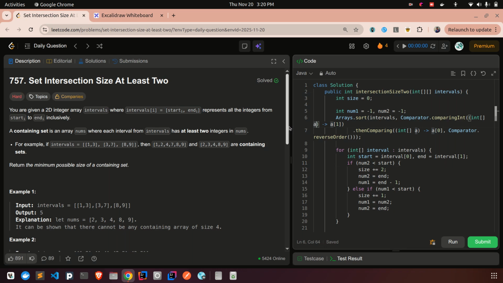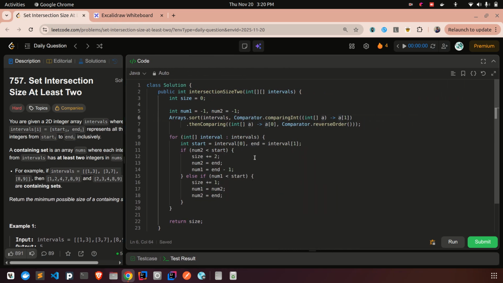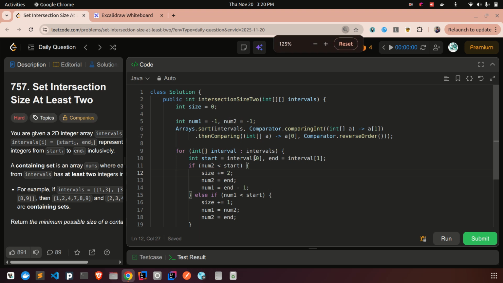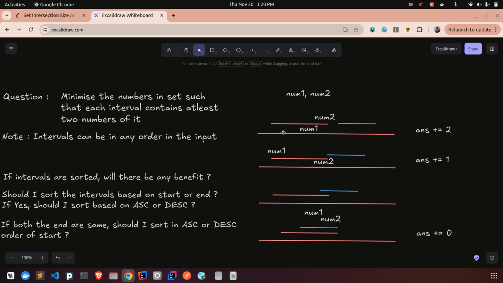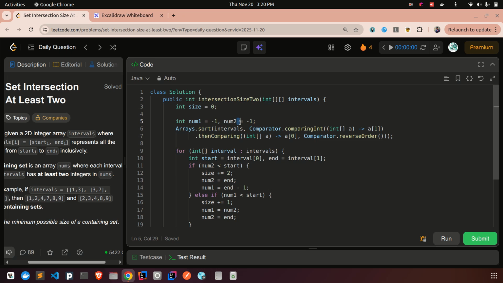As you can see, I hope my screen is visible. Let me zoom it out for you. So initially the idea is to identify the size of the containing set. So I just defined a variable called size, which is 0, and initially both of my numbers will be minus 1, indicating that there is no interval before and both were minus 1.